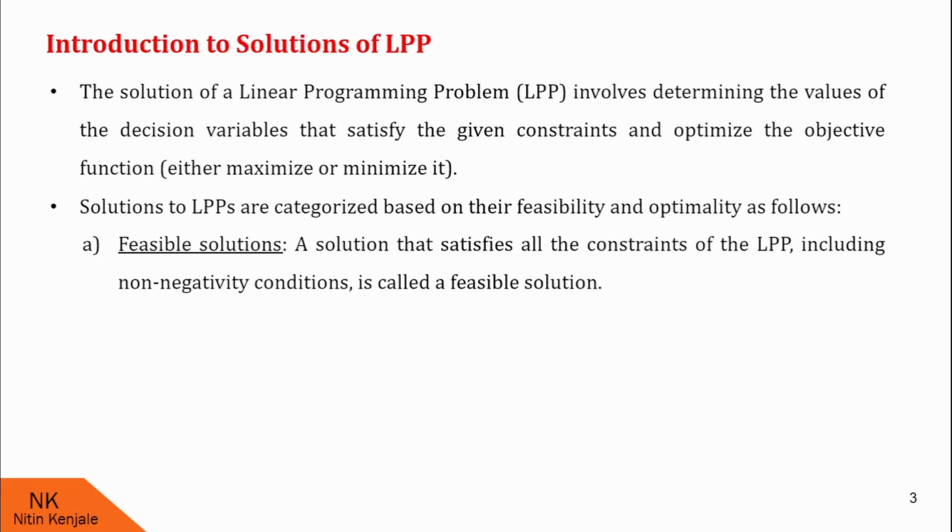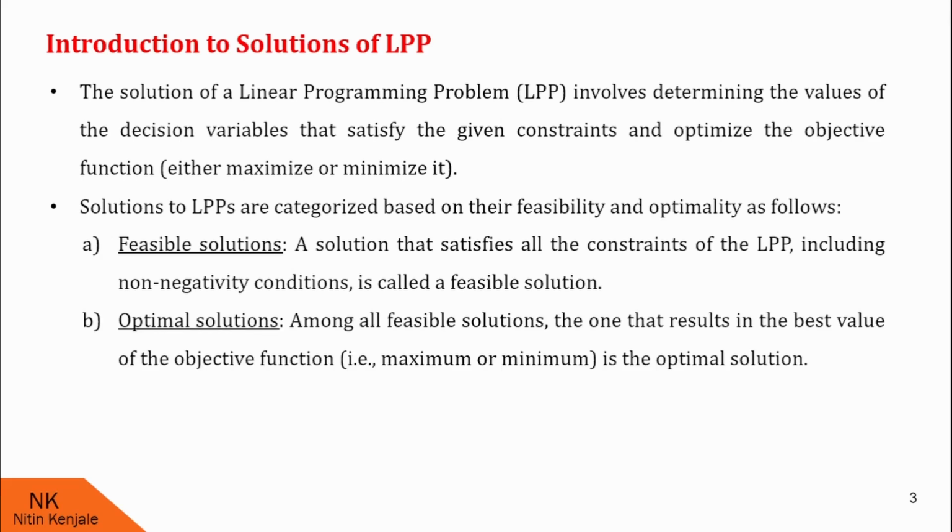First, we will see feasible solutions. A solution that satisfies all the constraints of the LPP, including non-negativity conditions, is called as feasible solution. Next, we see optimal solutions. Among all feasible solutions, the one that results in the best value of the objective function, that is maximum or minimum value, is called as the optimal solution. Note that in this session we will focus only on feasible solutions.